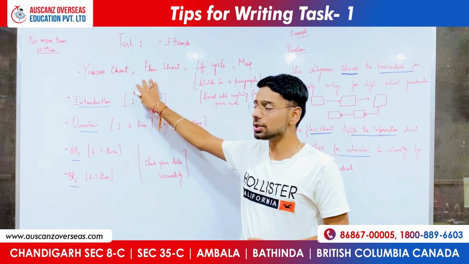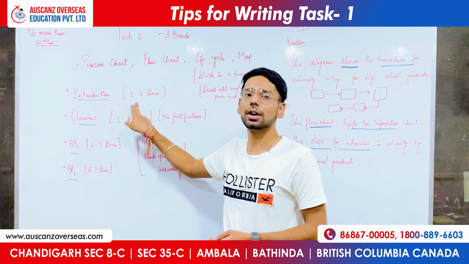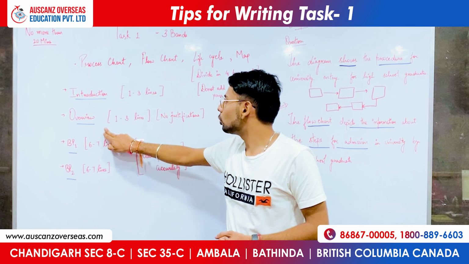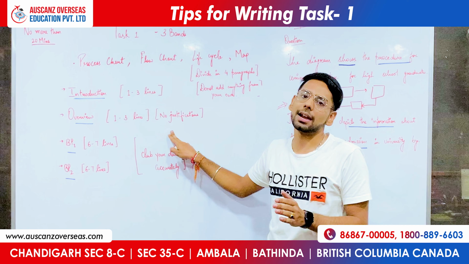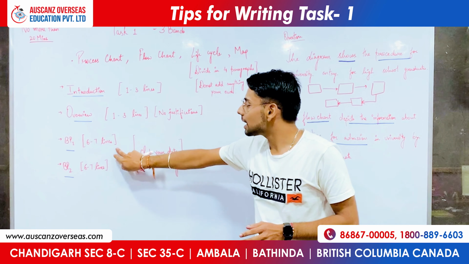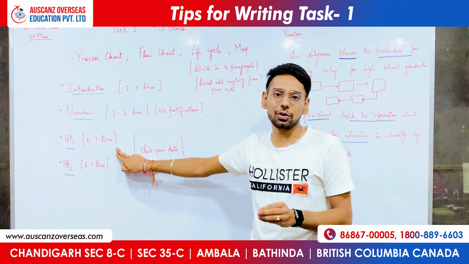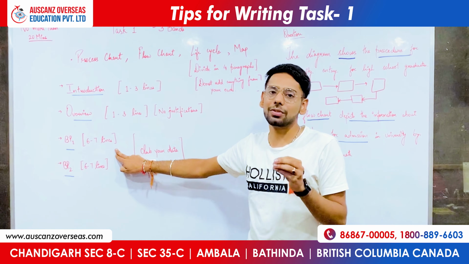For these types of questions, you actually have to give the introduction in just 1 to 3 lines. And then coming back to the overview, you don't have to justify anything. What is given to you, just paraphrase those things and it's over. Then start clubbing. Your clubbing should be very accurate and you should not repeat any of the steps again.